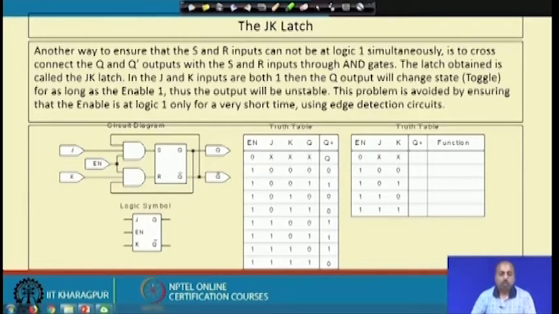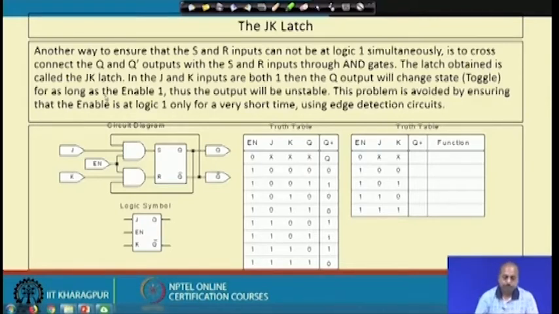How? This is one way to ensure that S and R inputs cannot be at logic 1 simultaneously: to cross connect the Q and Q bar outputs with the S and R inputs through AND gates. So, what is done? This Q bar line is taken back and fed as an input to this AND gate. This AND gate has got 3 inputs now: J, Q bar and enable. And for K, the inputs are K, Q and enable. These 3 are put into this AND gate and they are fed into the SR latch input. So, the type of latch that we get is known as the JK latch.